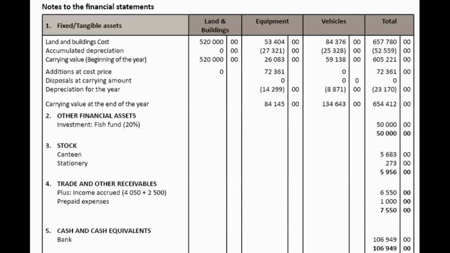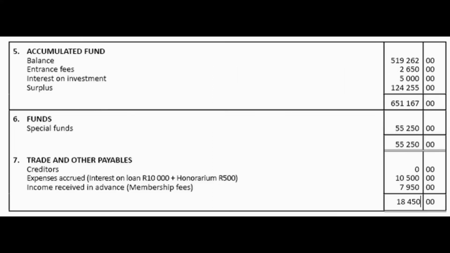If you look at your expenses prepaid account, the one that you've drawn up for yourself, you'll see the total there was 1,000. That is where I get that 1,000 from. And then the total for trade and other receivables is 7,550. And then cash and cash equivalents, 106,945. That was the balance in your bank account or in your cash book, and you get that amount from the statement of receipts and payments.